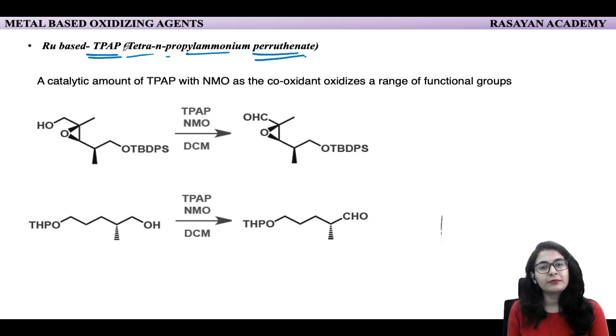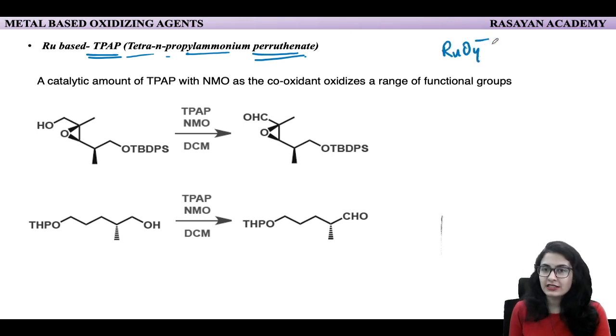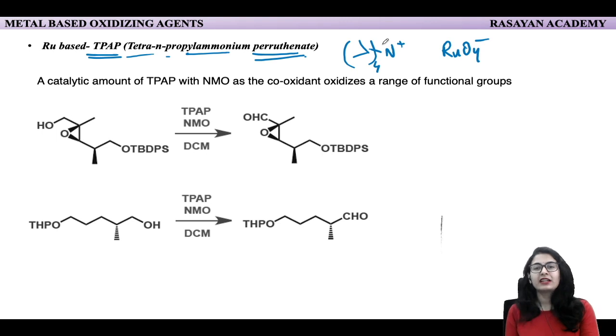So very important. Last but not the least, ruthenium का जो ये oxidizing agent है TPAP, that is tetra N propyl ammonium perruthenate. So it is perruthenate once again, but it is RuO4 minus, और minus को stabilize करने के लिए कौन है? Tetra N propyl. So there are 4 propyl groups ammonium perruthenate. ये इस तरीके से reagent है. Okay, very well. What does it do?